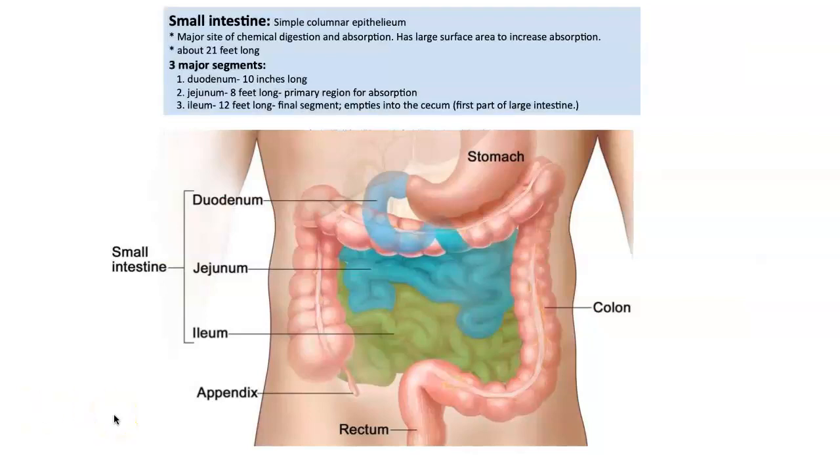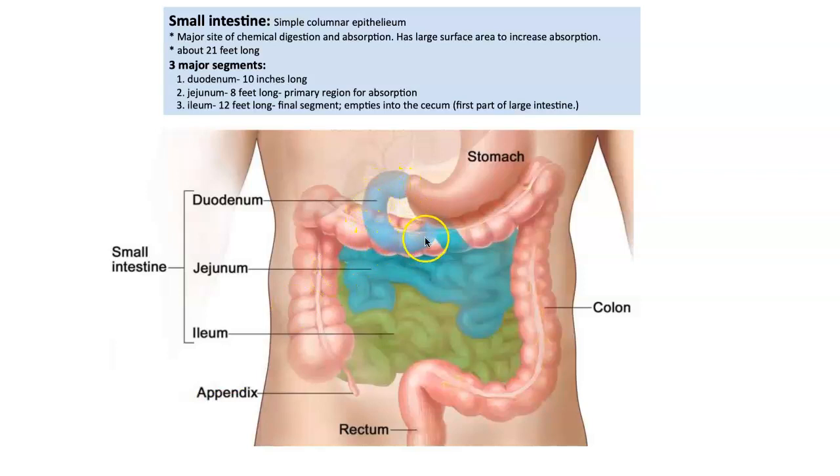So now we are going to go into the small intestines. Remember, small intestines is also simple columnar, and the small intestines is the major site of both chemical digestion and absorption. It is 21 feet long.